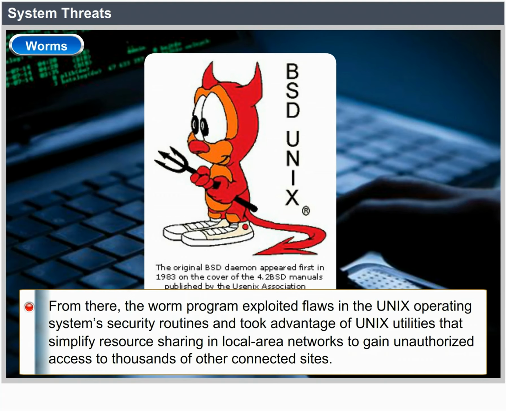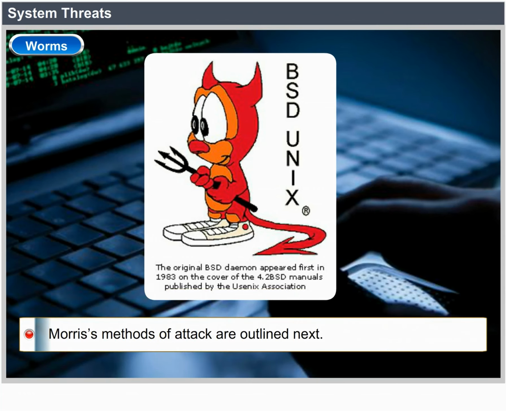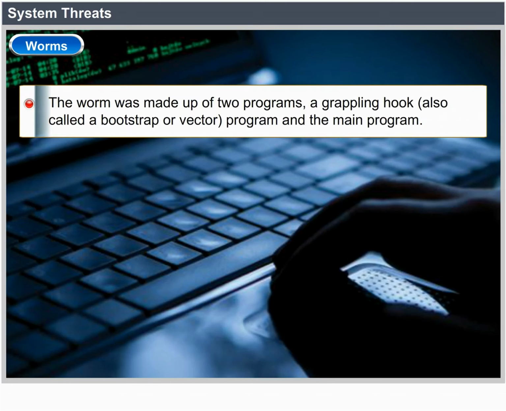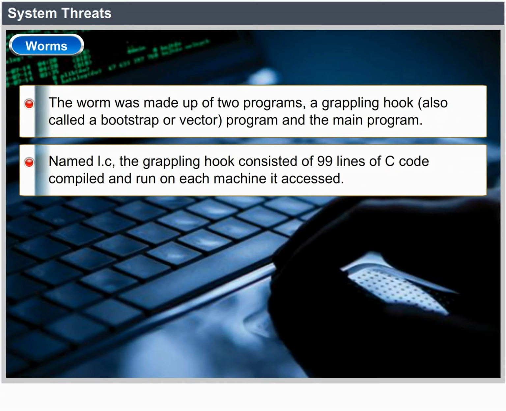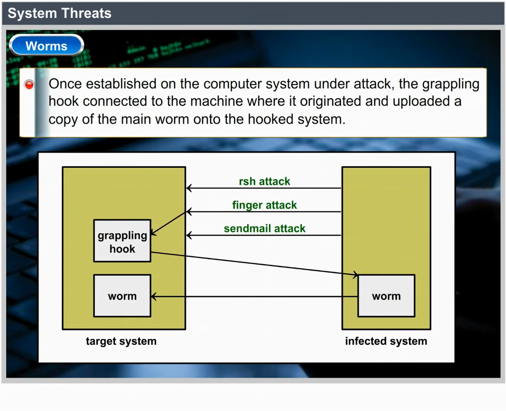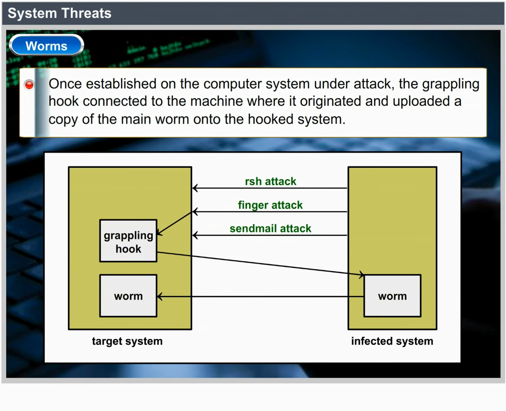The worm was made up of two programs, a grappling hook, also called a bootstrap or vector program, and the main program. Named l1.c, the grappling hook consisted of 99 lines of C code compiled and run on each machine it accessed. Once established on the computer system under attack, the grappling hook connected to the machine where it originated and uploaded a copy of the main worm onto the hooked system, shown in the figure below.